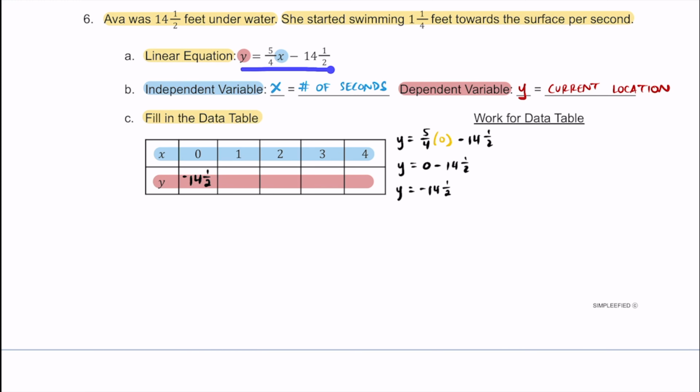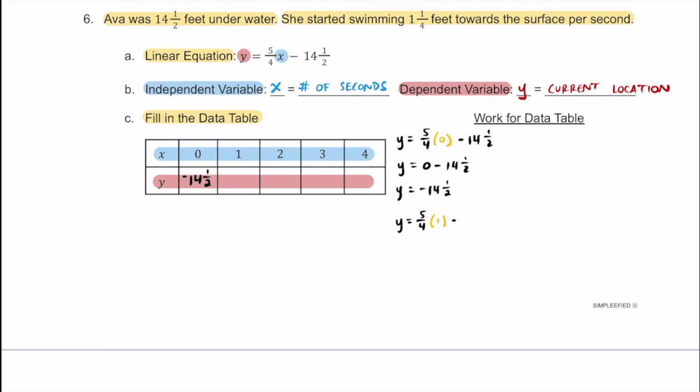Now for this linear equation here, let's use it again, but now x is 1, so only 1 second is going to go by. Let's take that 1 and substitute that in. So we're going to have y is equal to 5/4. Let's multiply that by 1, because 1 second is going by.